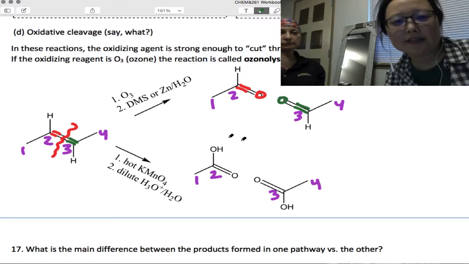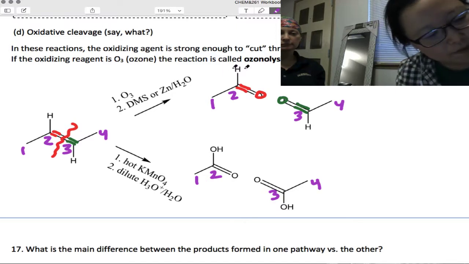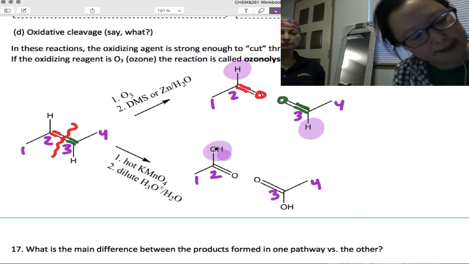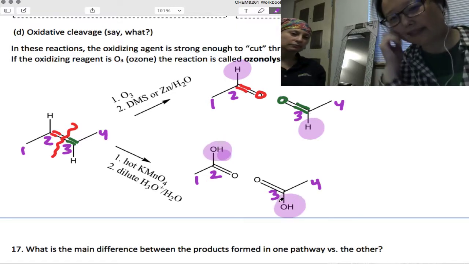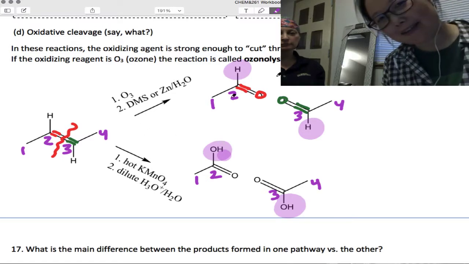Okay, so we're doing that, and do you see the difference between this pathway and this pathway in terms of the products? If you look, we have an aldehyde, or two aldehydes, here, but down here we have OH groups. That means that one of these is more mild and the other one's stronger. Can you guys figure that out?